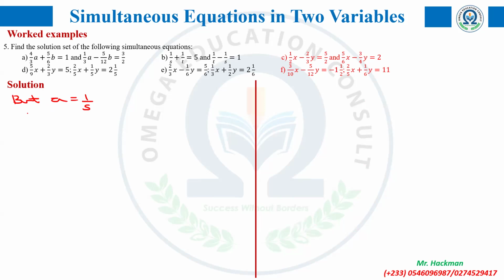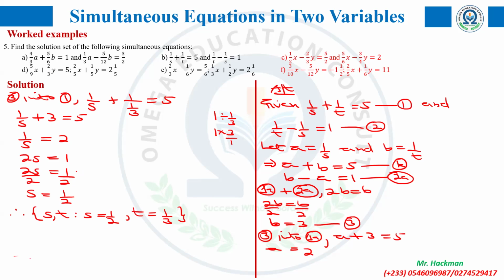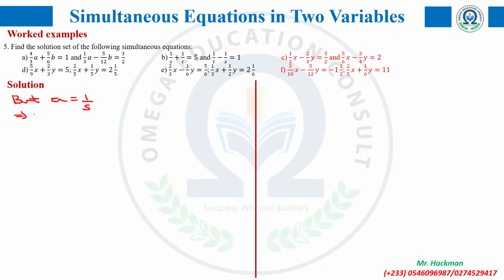Okay, so this implies that A gave us which value? Quickly, let me go back and check. A gave us 2. So this implies that 2 is equal to 1 over S. If you cross multiply, you get 2S is equal to 1. So 2S over 2 is equal to 1 over 2. So it means your S will be equal to 1 over 2.